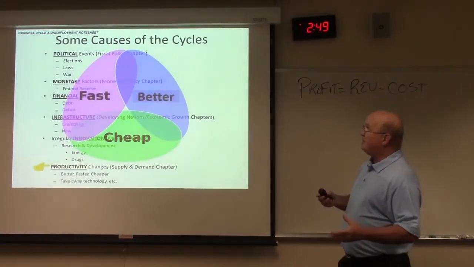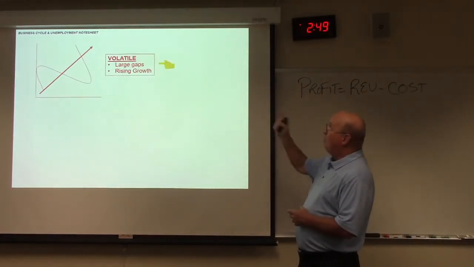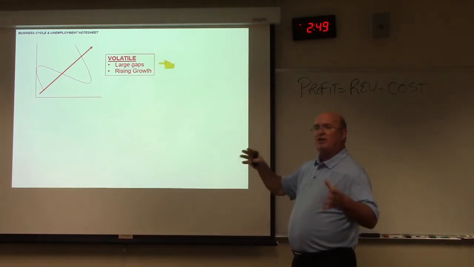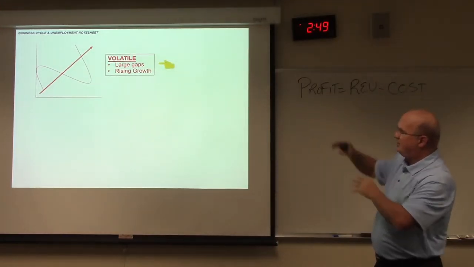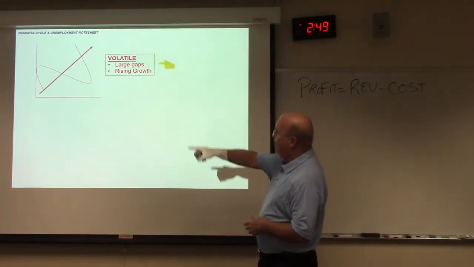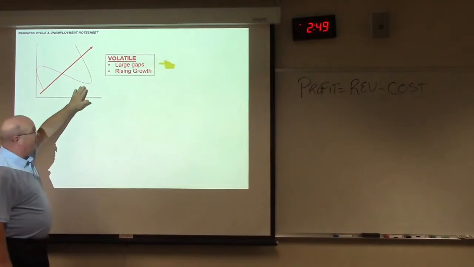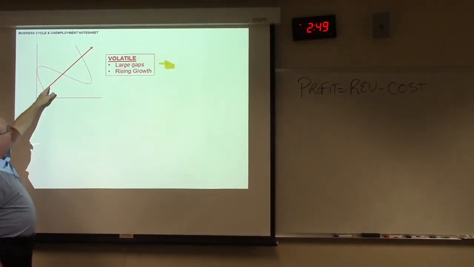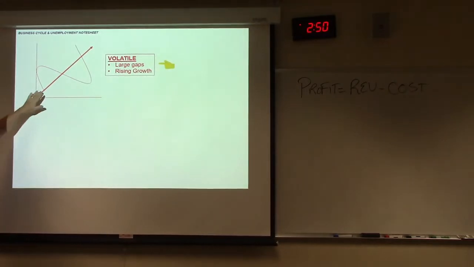Yeah, those are the things that can go ahead and cause some of the cycles. Our cycles also can look three different ways. One is we have a volatile cycle, and it kind of looks like this. Remember, the one that's going this way, that's our real GDP. There's our trend, or our natural GDP. Large gaps between these two, and rising growth.